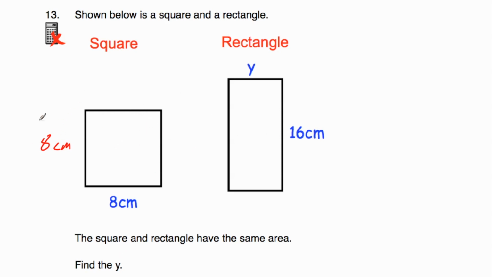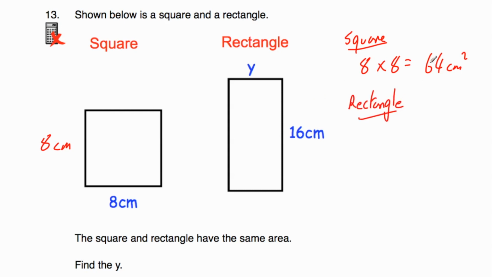Okay, so they've got the same area. So let's find the area of the square to begin with. Then we know the area of the rectangle because they're the same, and then we can find the width of the rectangle. So let's start off with the square. So with the square, we're going to find its area. So we're going to do 8 multiplied by 8. So 8 multiplied by 8 is equal to 64 centimeters squared. So that's the area of the square. Now with the rectangle, we know then that the area of the rectangle would be 64 centimeters squared as well.